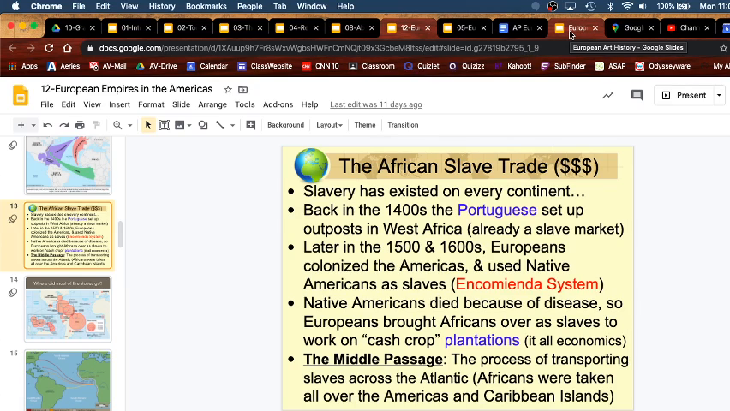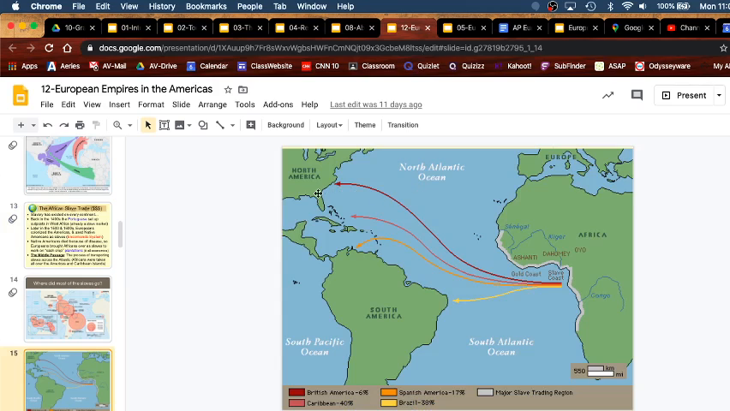But black Africans enslaved other black Africans, and Native Americans enslaved other Native Americans. A lot of people ask this question, which I think is a great question to ask. When Europeans were coming over to the Americas and setting up plantations and trying to extract precious metals like silver or gold out of the earth, or trying to grow cash crops like cotton, tobacco, coffee, sugar, why didn't they just use Native Americans as slaves?